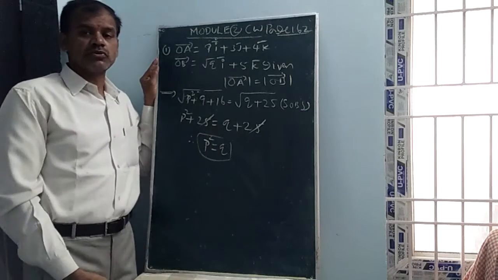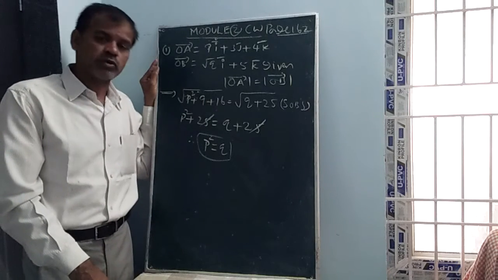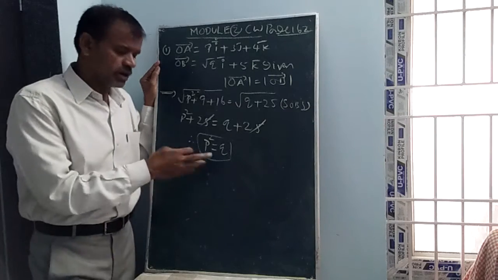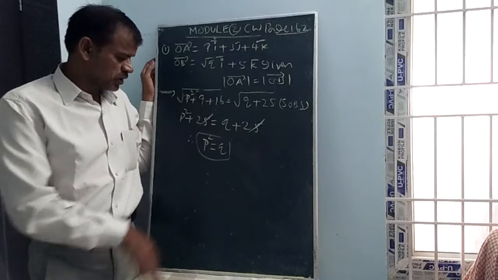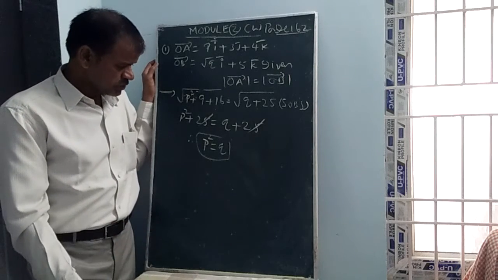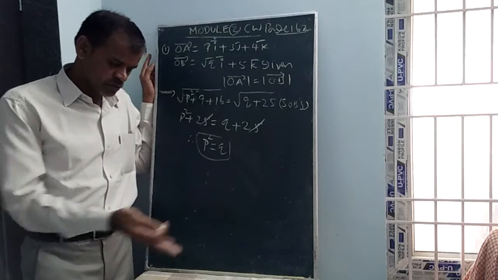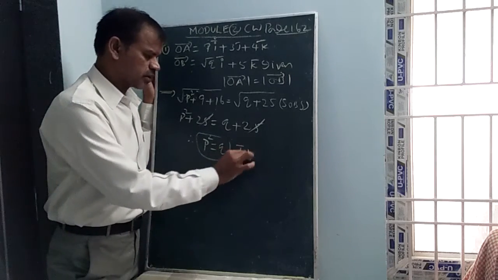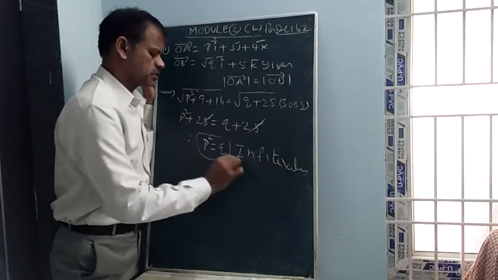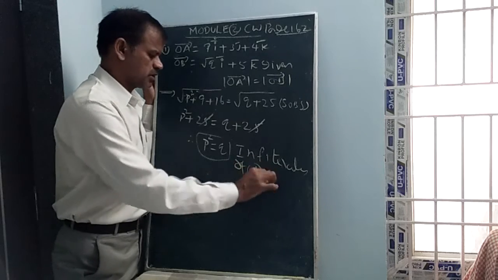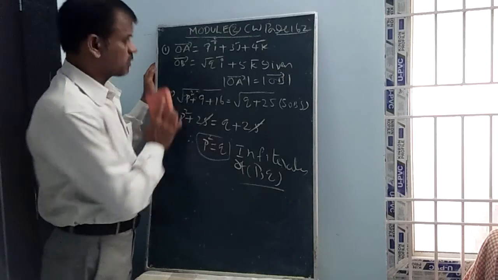P square is equal to q gives any number. Let us consider p greater than or equal to 0, and q greater than or equal to 0, so p and q are both positive numbers. Take any example: 1 square is equal to 1, 2 square is equal to 4, 3 square is equal to 9. You can take any real number. So according to the options, there are infinite values of p comma q. This is right, you can take any value, no problem. Now, second question.